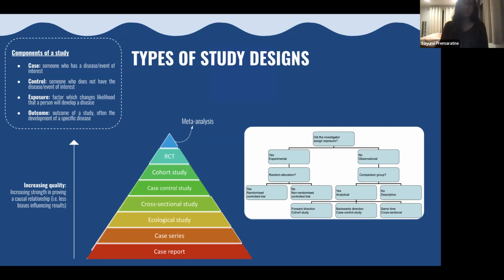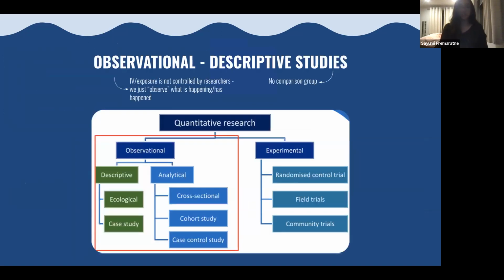Okay, so firstly, we're going to talk about observational descriptive studies. What does that mean? Observational is where we are not assigning our exposure, and descriptive, which comes under observational, means we have no comparison group. So we have 2 types: case studies or case series, and then ecological studies.